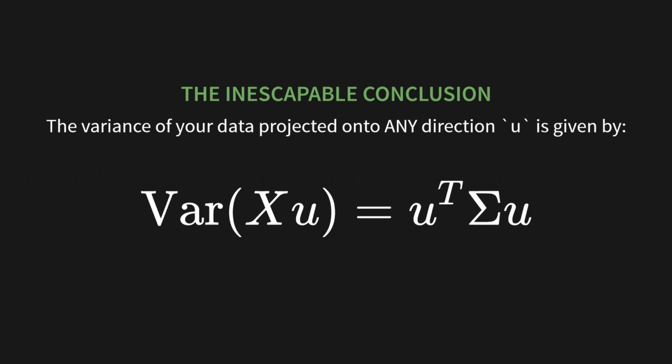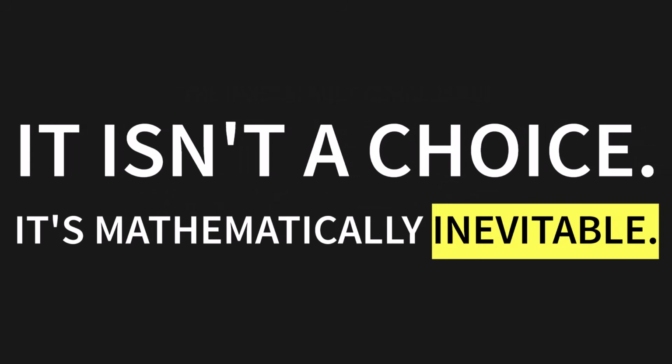The variance of your data projected onto any direction U is given by this beautiful, compact formula. The variance of xu equals U transpose sigma U. It isn't a choice. It's not a convention. It's mathematically inevitable. So the hunt continues, but now we have a much clearer target.